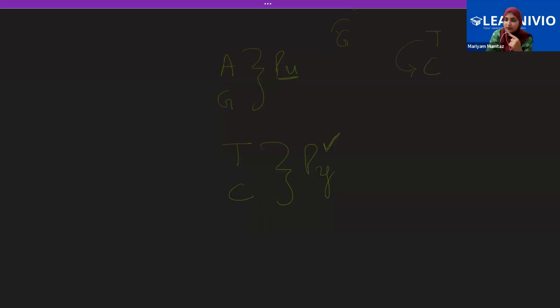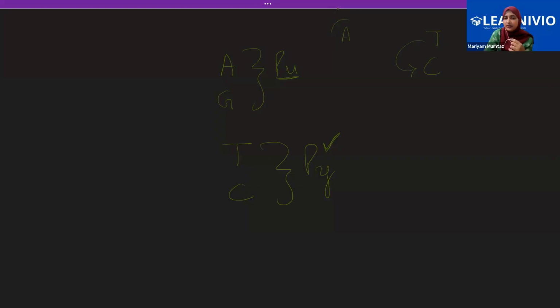So, this type of substitution mutation, wherein a purine is substituted by another purine, or a pyrimidine is substituted by another pyrimidine, is what we call a transition mutation. Got it?